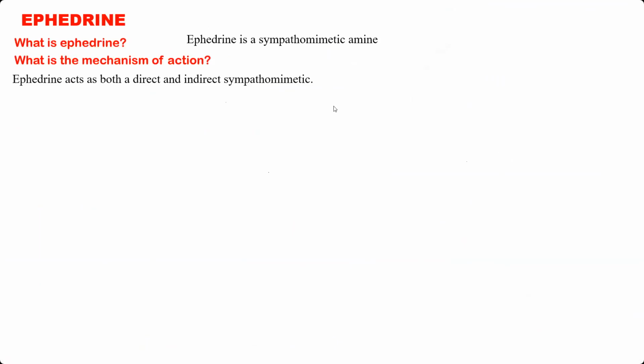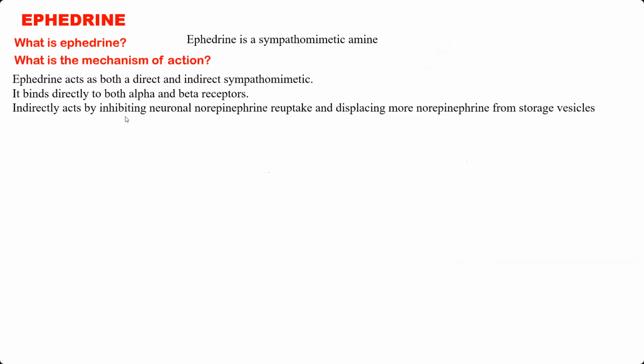What do you understand by that direct and indirect sympathomimetic effect? Direct is it has actions on the receptor. Indirect is it releases norepinephrine and epinephrine from vesicles. Receptor, very good. So direct is on the cardiac musculature. It acts directly on both the alpha and beta receptors, and also indirectly by inhibiting the neuronal norepinephrine uptake and dispersing more norepinephrine from storage vesicles. That is called the indirect effect.